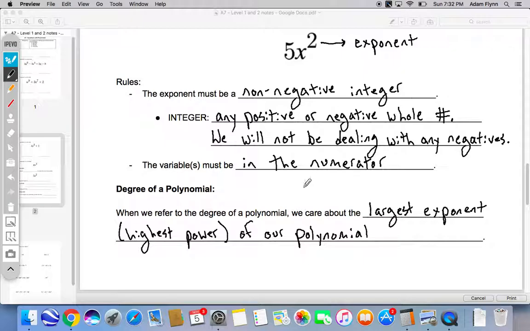For example, let's say we had 8x cubed minus x plus 1. We would take a look at our equation, 8x cubed. That cubed means we have a 3 there, so our polynomial would have a degree of 3. Pause the video if you need more time.